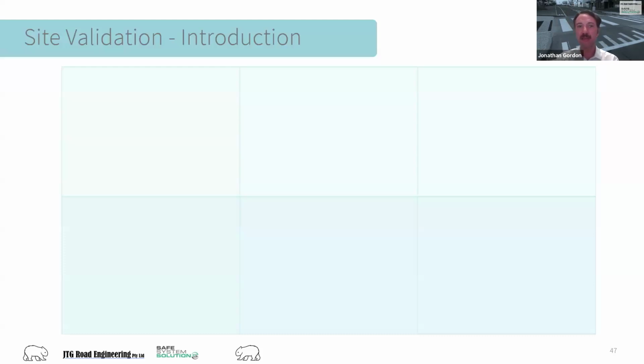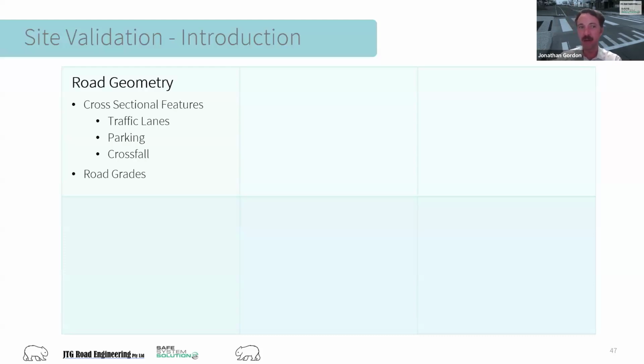So what is site validation in even more detail? It's looking at our road geometry. That's the existing road itself, that we're going to place our crossing or our raised safety platform on. That's things like looking at the traffic lane widths and our parking. Is there parking present? What's the road crossfall doing? And what are the actual road grades like? Is it flat or is it steep?